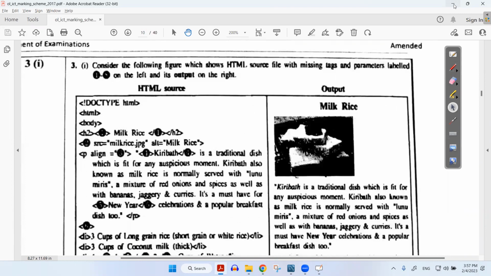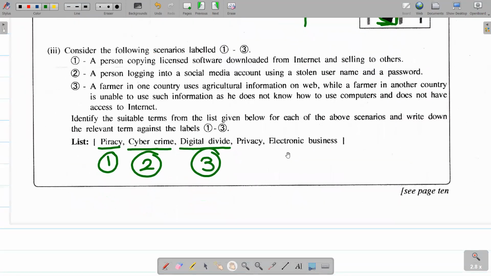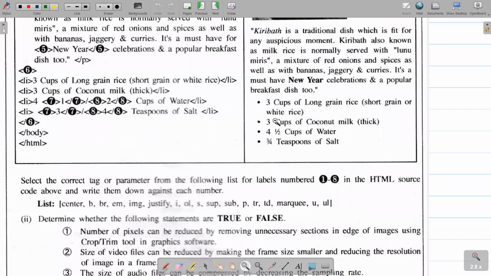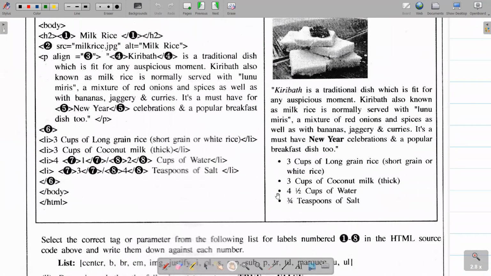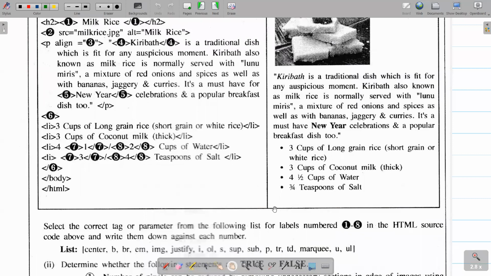Right, so the third one explains about HTML. They have given a particular output on your right hand side and the coding on your left hand side. So they are asking what are the suitable tags. They have given a list as well, to fill it out from that, right?